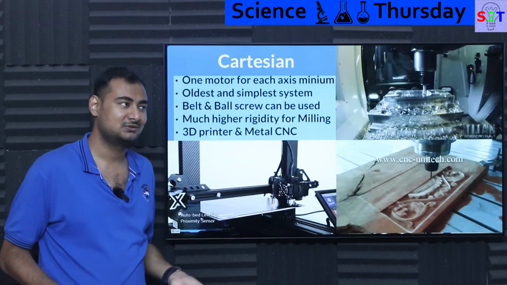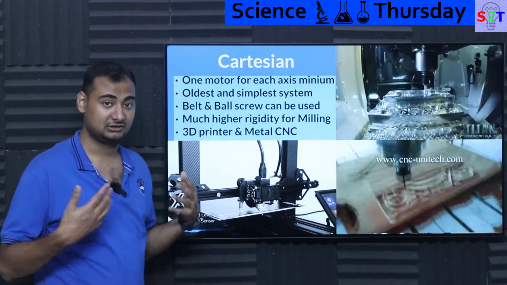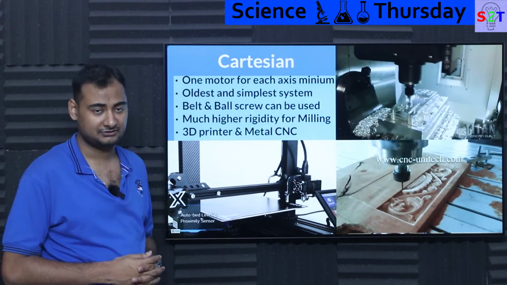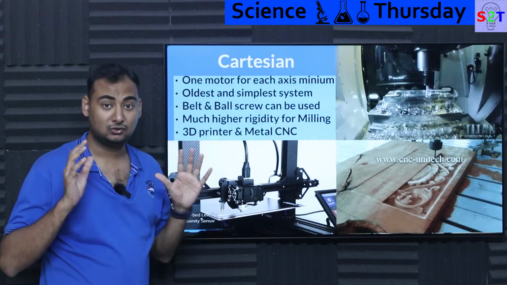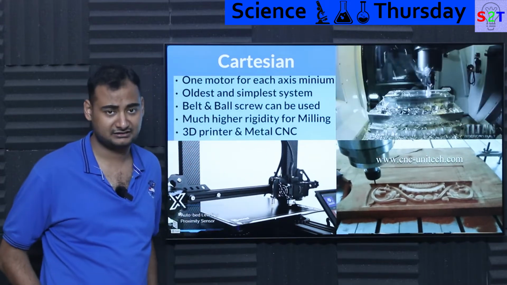You're not going to achieve something this strong with belts. Physics does not stop you, it just becomes too ludicrous to try. So if you want high rigidity for milling or routing operations, people generally prefer this sort of system. Now, because of the low cost achieved, again, it's low cost simply because it's the oldest system. The simplest computers can run it.